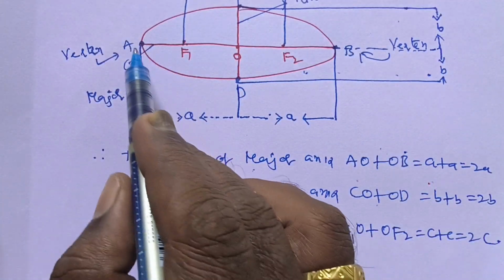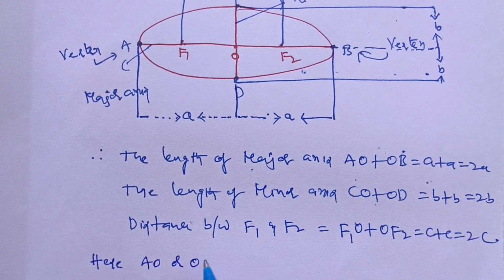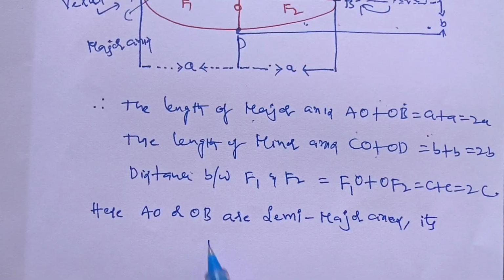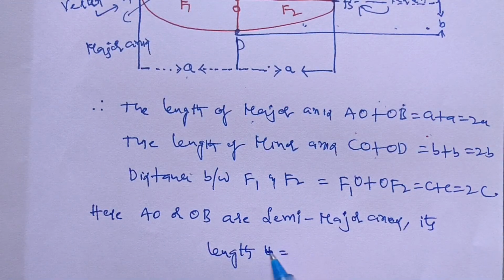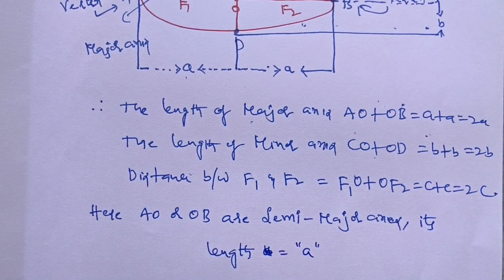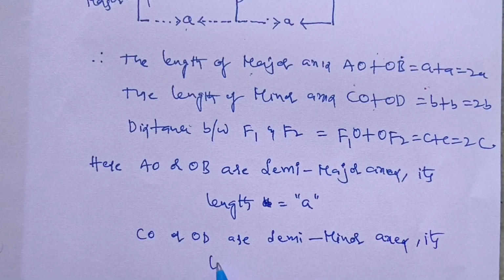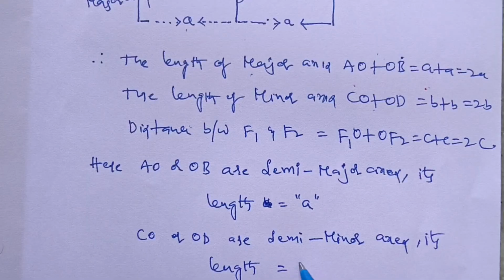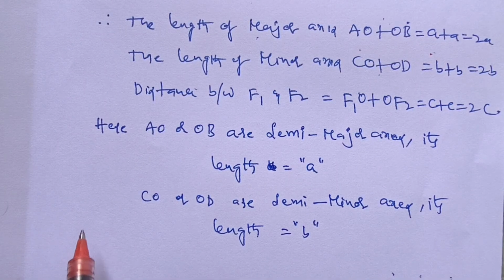So this is the major axis. A to O or O to B, the half of the major axis, is known as the semi-major axis, and its length is A to O is a units or O to B is also a units. So the semi-major axis length is a units, and CO and OD are the semi-minor axis. Its lengths are CO is b units and OD is also b units. So the semi-minor axis length is b.